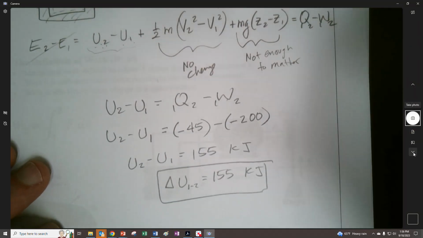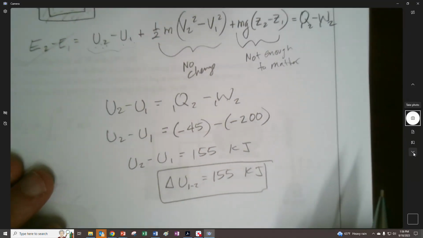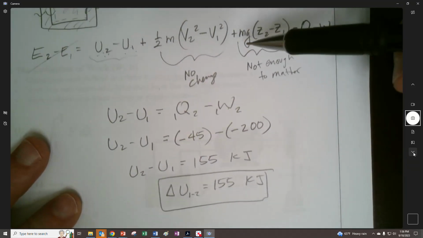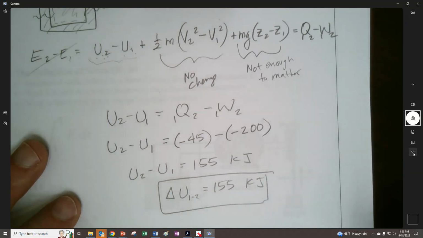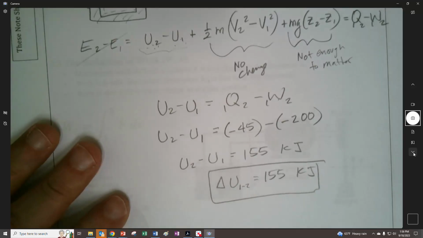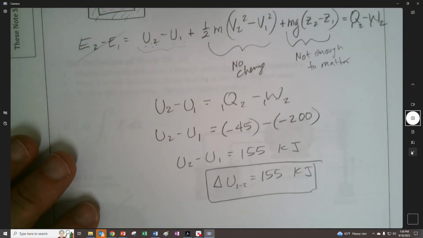Like I said, it was very straightforward and simple, but we wanted to belabor it a little bit so we can think our way through and note what the sign convention is for heat and for work as it comes into and out of a control volume.